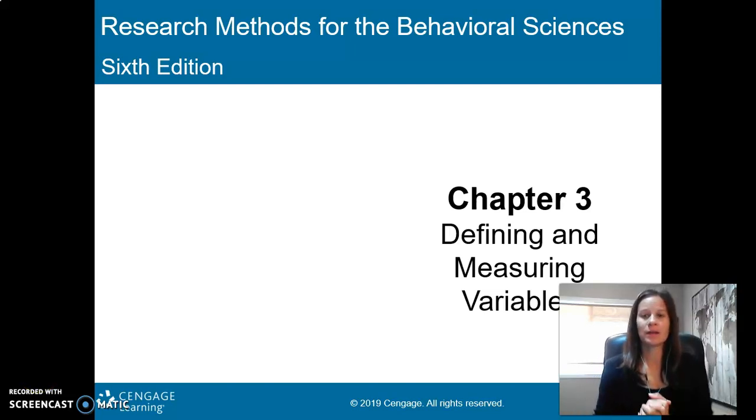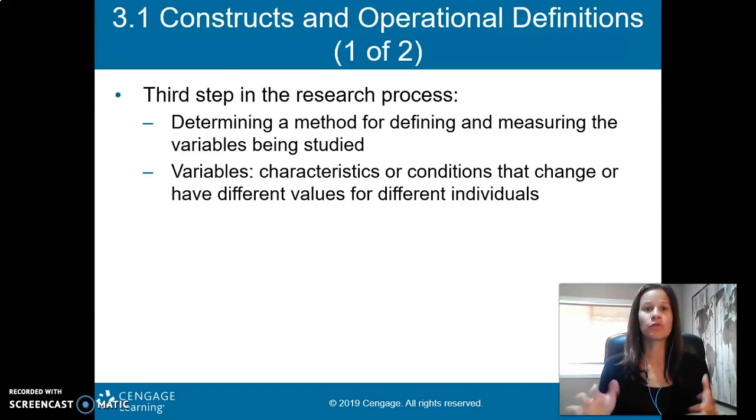Welcome back. Now we're on chapter 3 and we are talking about our variables, okay? So we are now defining and measuring our variables, which you would think would be an easy task, but in fact, many of these variables we're interested in are just hypothetical constructs, so it becomes a little bit more challenging, okay? We're in the third step of the research process, and when we're trying to figure out our variables, we need to determine a method for defining and measuring the variables that we are interested in.